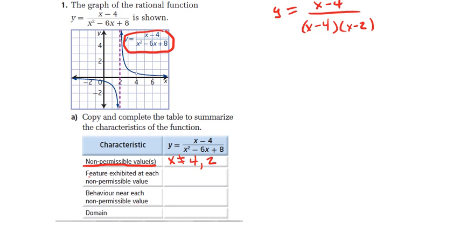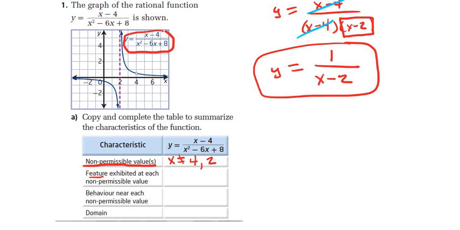So this question says the feature that is exhibited at each non-permissible value. So is it an asymptote? Is it a gap? What's happening? Well, at 2, what's happening at x equals 2? Asymptote, right, because it is not going to get divided out. It's going to be left there. So here's the simplified version, right? Look at x minus 4, that's gone. What's left over is going to be 1 over x minus 2. That's what the graph is going to look like. And so at positive 2, okay, vertical asymptote.